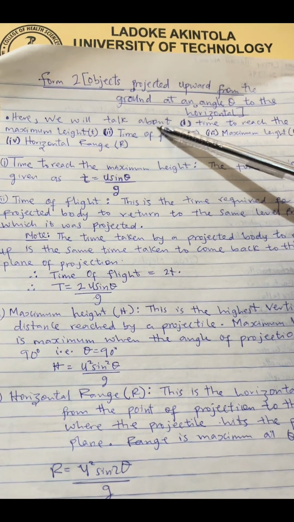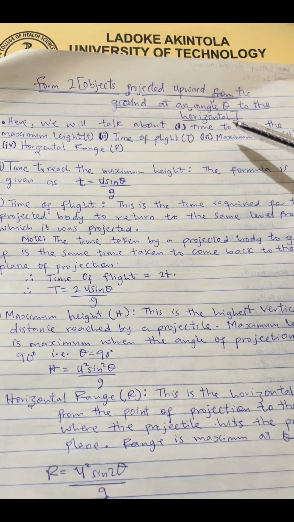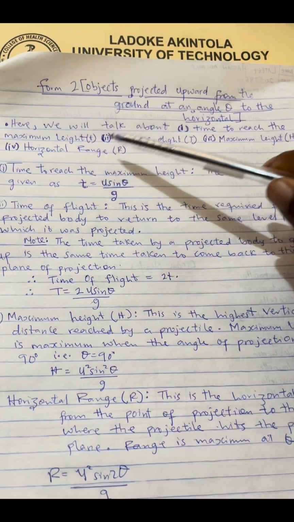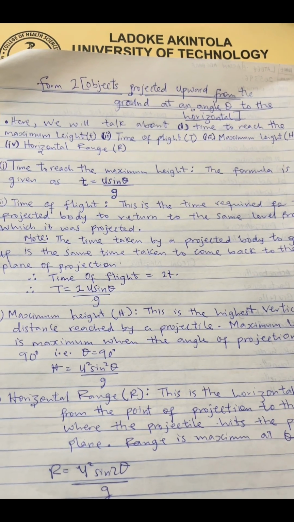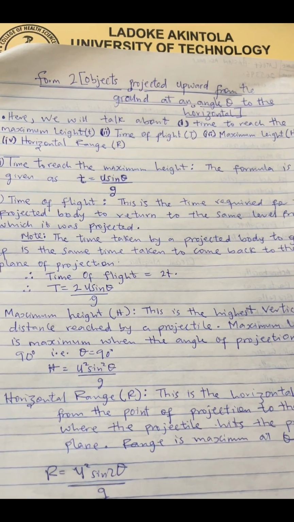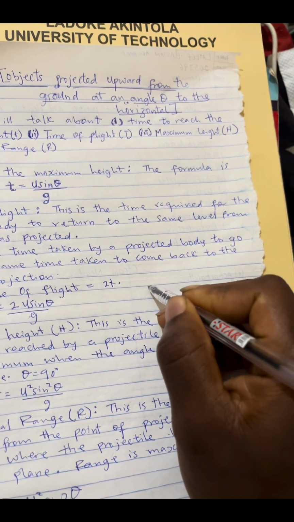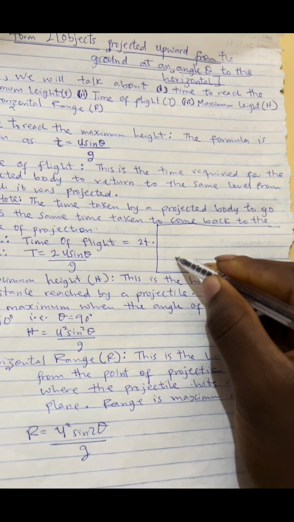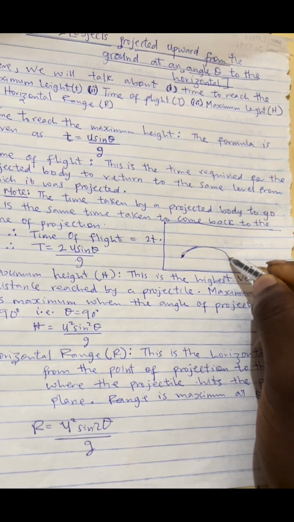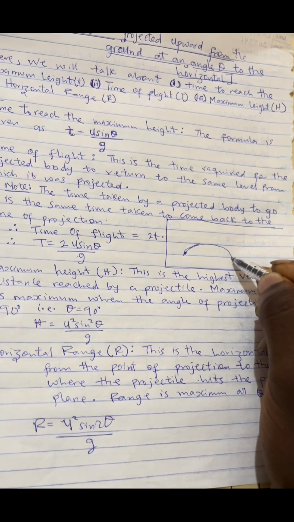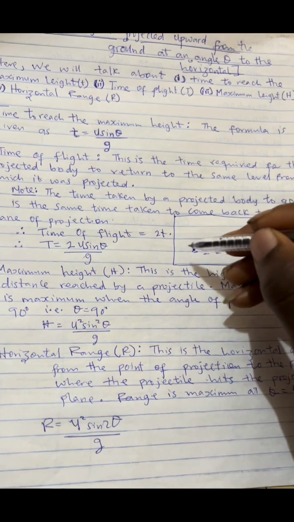So here we will talk about the time to reach the maximum height, the time of flight, the maximum height reached, and the horizontal range. To understand these, let's say we have the ball at this point. This is the ball. We kick the ball like this, into the air. So the ball will come to land at another spot here. We can then trace this like this.